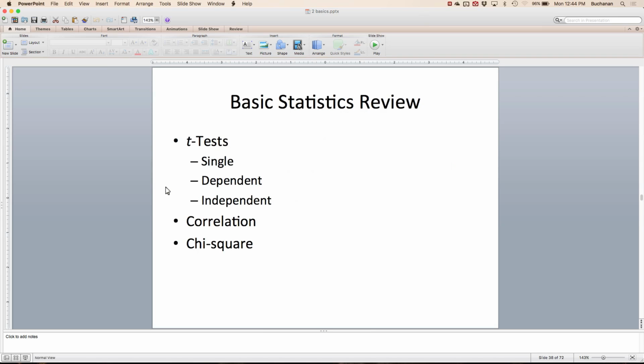All right. So we're going to jump into t-tests. I cut out z-scores because, oh God, I just don't want to do them. So we're going to do 3 different types of t-tests, correlation and chi-square for our basics review.